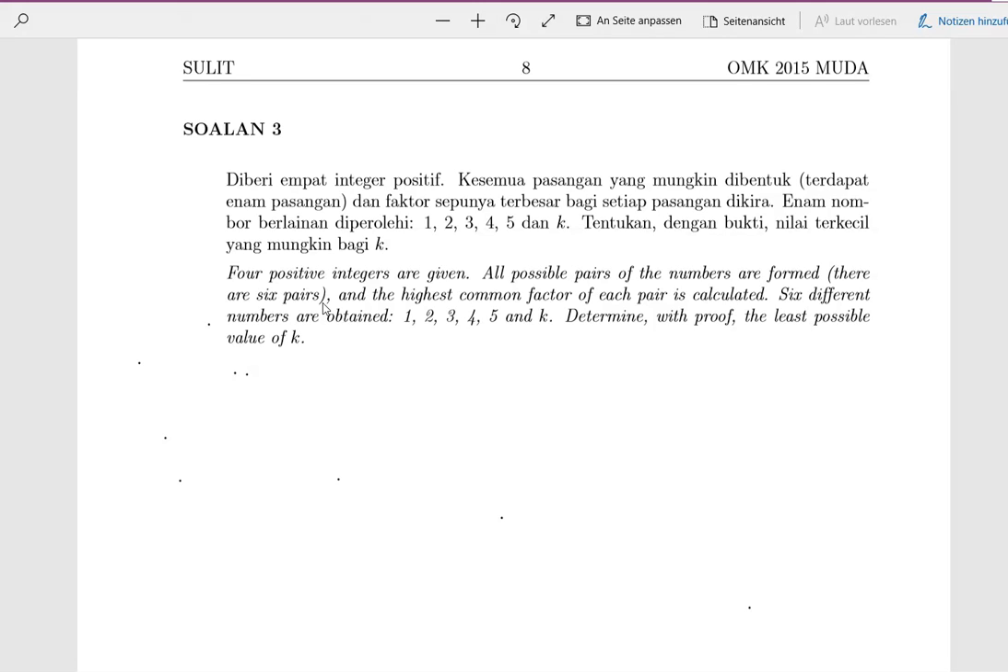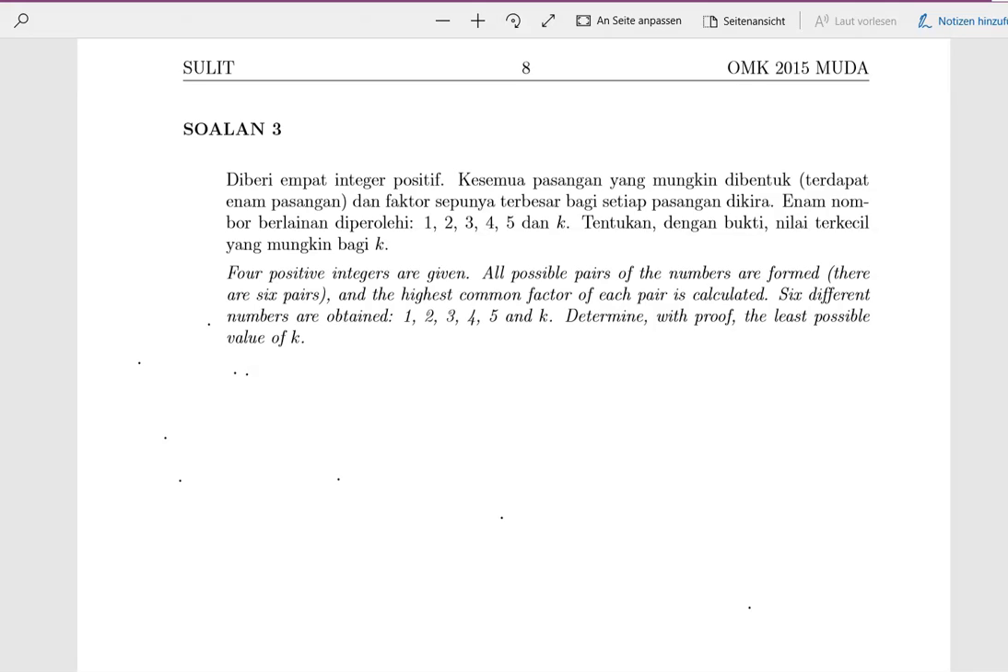So in this week we'll be discussing soalan 3, which is unarguably the hardest question on this paper, because one, it might take a long time to do, and two, most of us are stuck with it. So okay, let's take a look at what this question tells us.